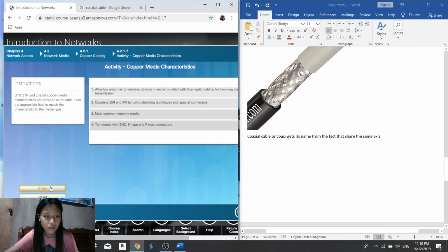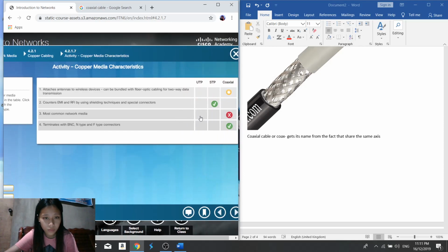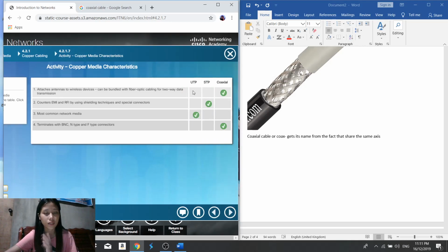So let's check. The most common network media is the UTP. The one with two-way transmission and the same axis is the coaxial cable. I just put it in the wrong place.